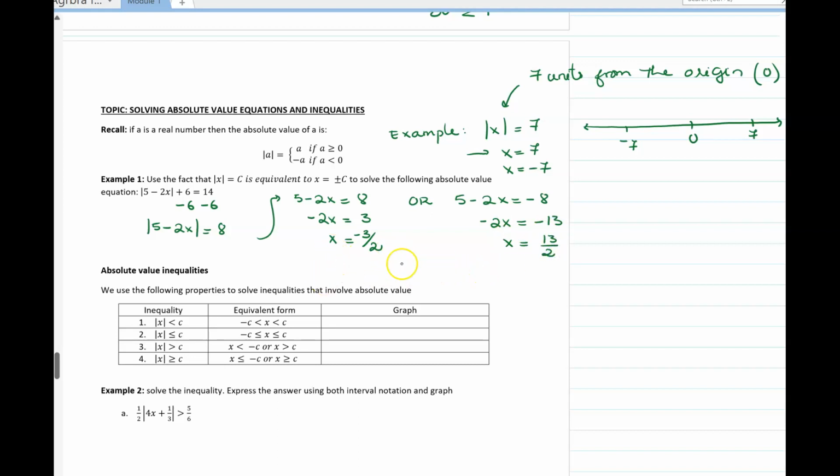So then we have two solutions here. x equals negative 3 over 2, or x equals 13 over 2.